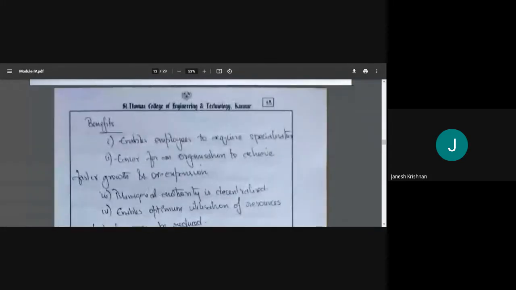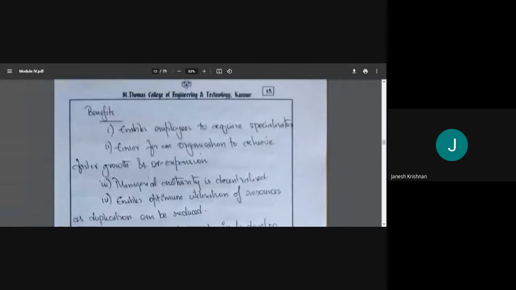Okay, matrix is followed. Then what are the benefits? It enables employees to acquire specialization. Because I am working in that firm, I have the chance for acquiring specialization. So it is easier for an organization to achieve faster growth or expansion. Everyone is specialized. Authority is decentralized, because there is not one single point of authority. Everyone is having authority.